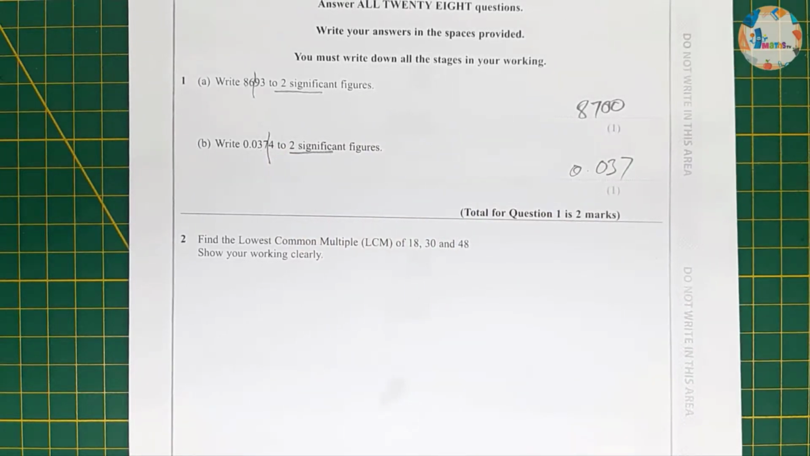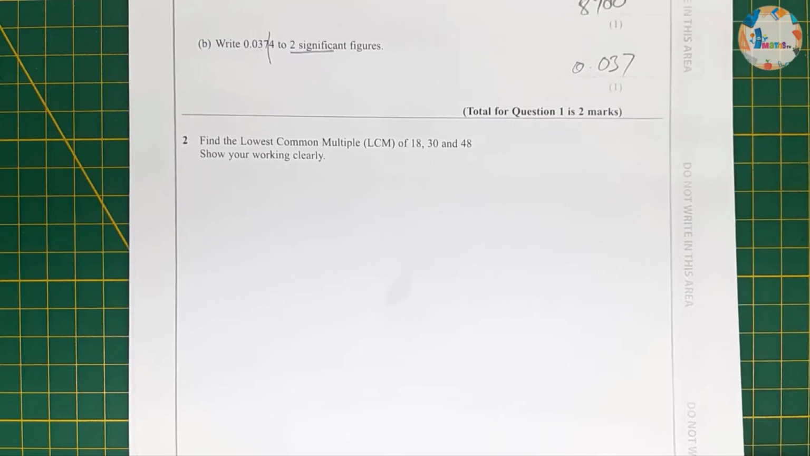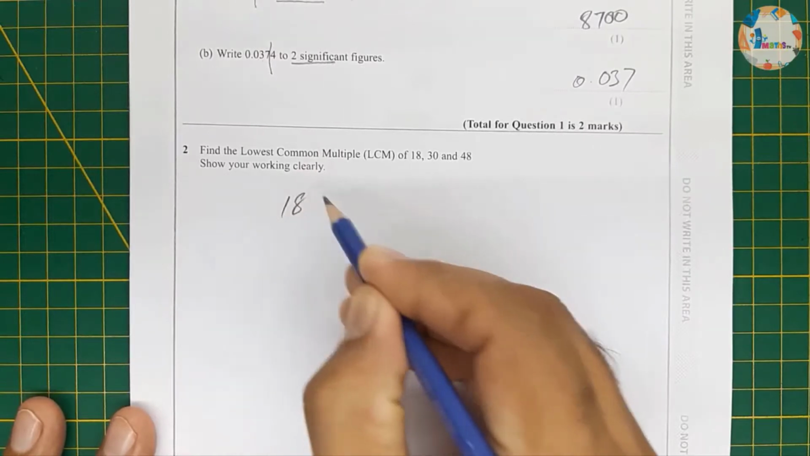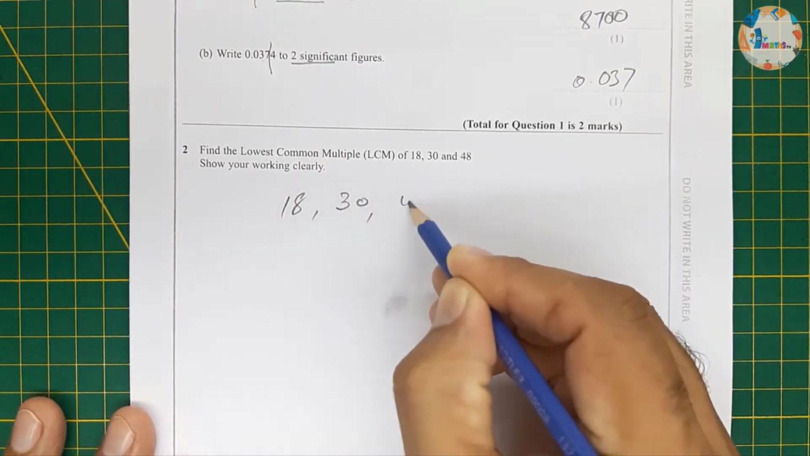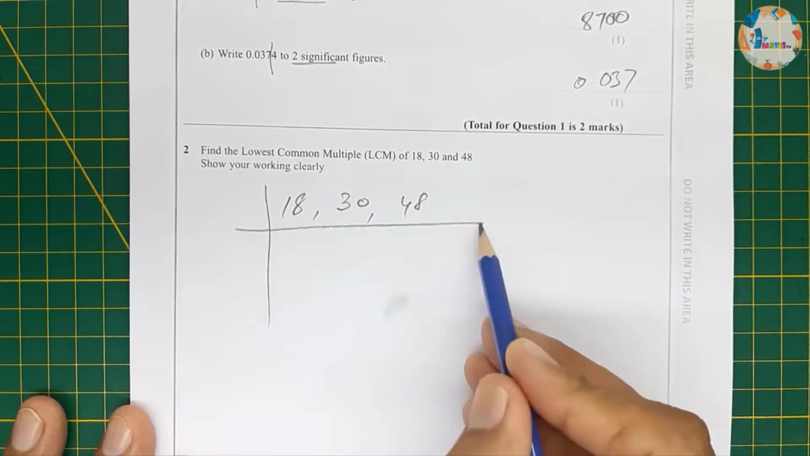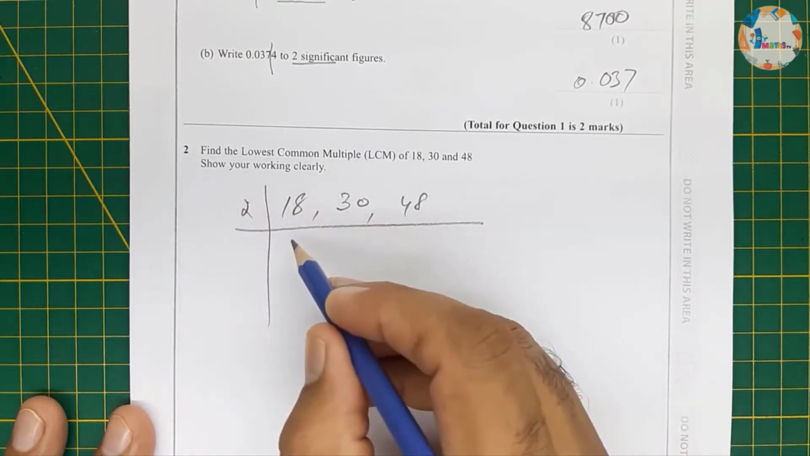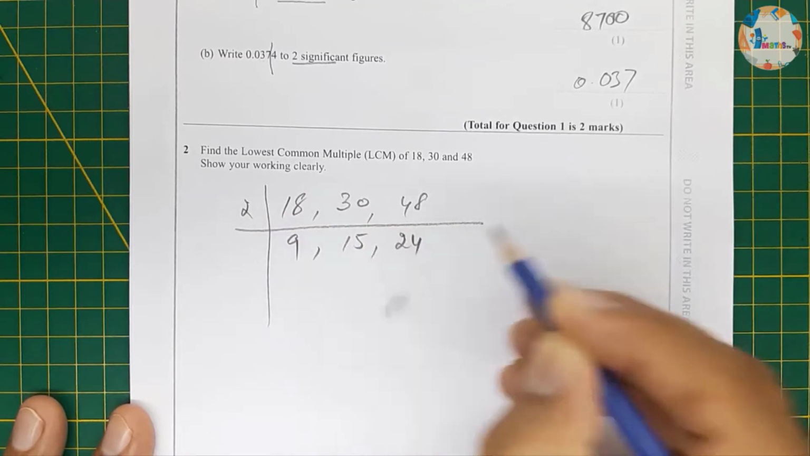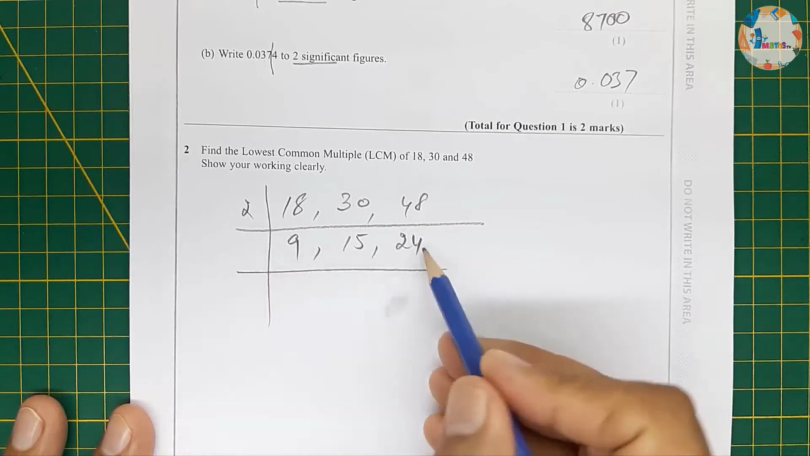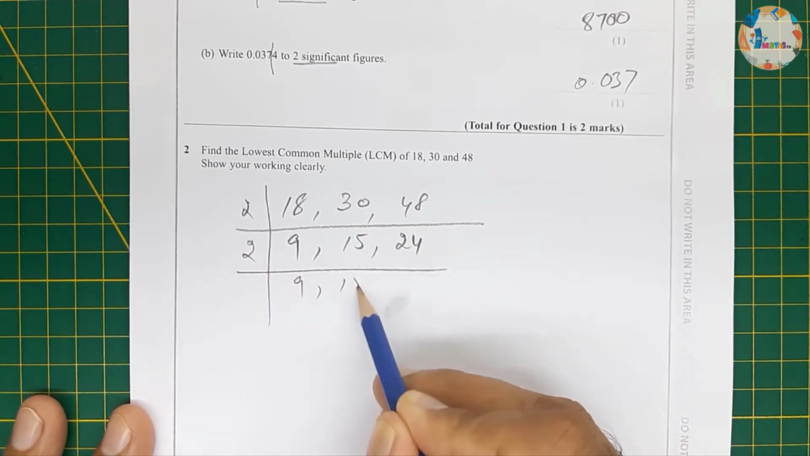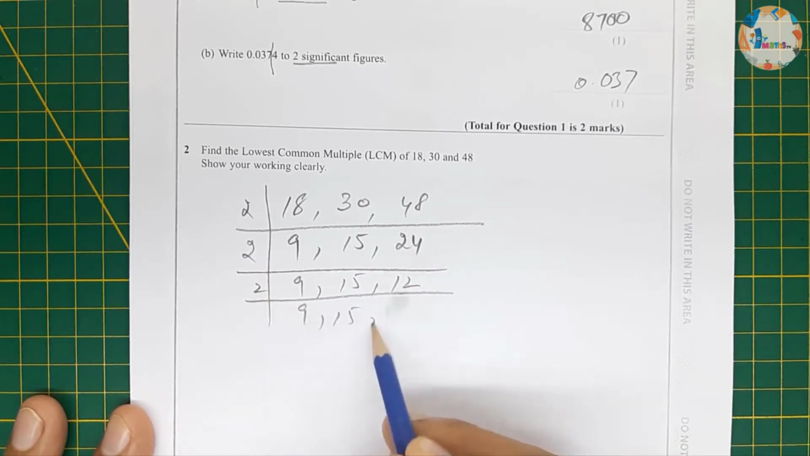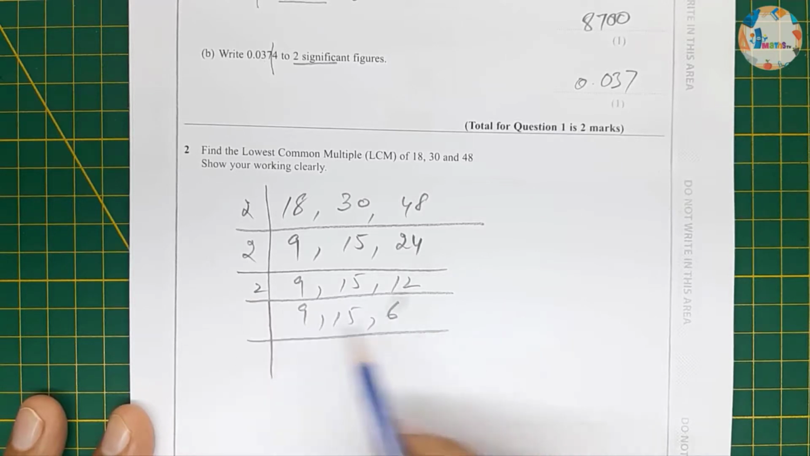Now question number 2. Find the lowest common multiple, LCM, of 18, 30 and 48. We'll solve this by the division method. First by 2: 2 9s are 18, 15s are 30 and 24s are 48. Then again by 2, this will be 9 as it is, 15 as it is, and 12. Then again by 2, 9, 15 and 6. Once again by 2, 9, 15 and 3.